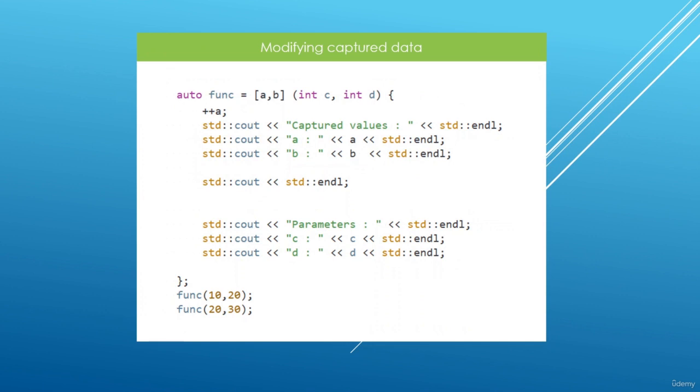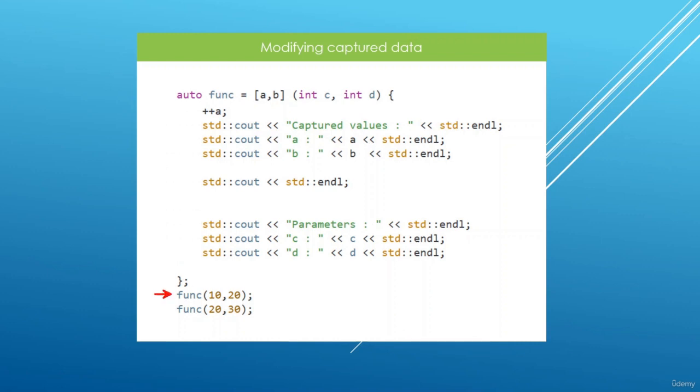The reason for the limitation to not be able to modify the data that you capture in your Lambda function is to make the function calls you make consistent, and the functions will have the same behavior regardless of how many times you have called this function here.